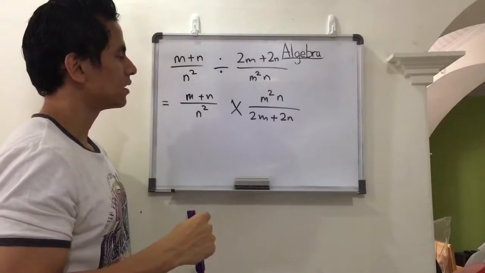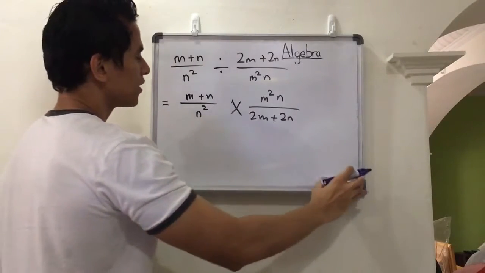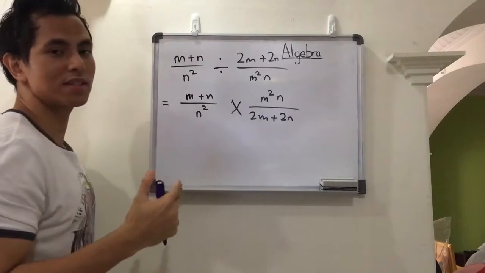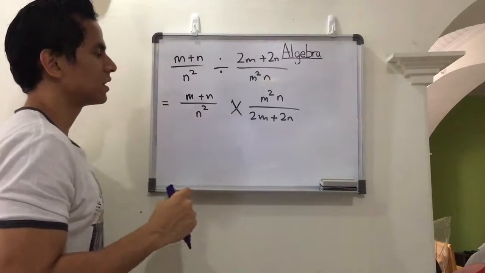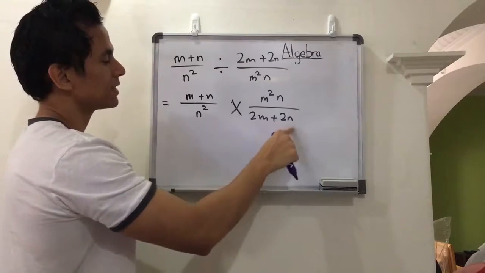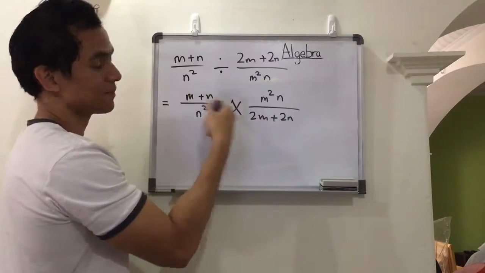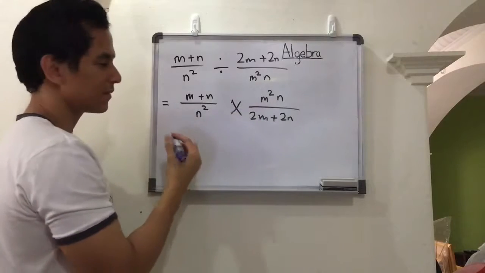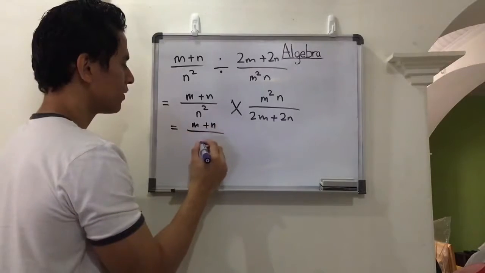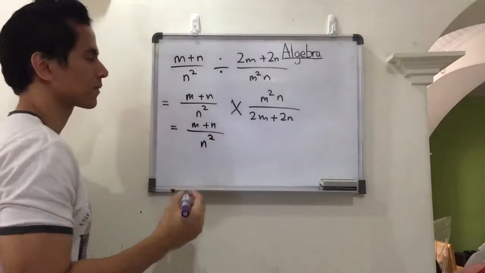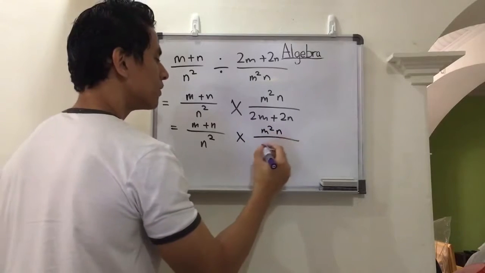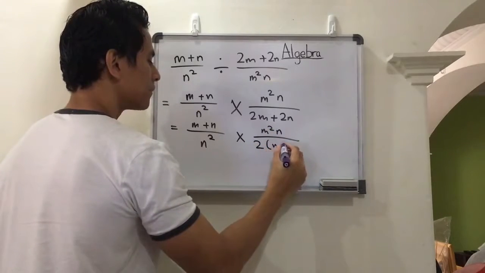Now one thing to take note of is that if you look at these two, they are similar. Why are they similar? Because I can pull out a common factor of 2. So in this type of question, we always have to look out for common factors. Now if I pull out this factor of 2, this will become m plus n, and then these two will have a common factor, which is just m plus n. So let me rewrite that once again. This will be m plus n over n square multiplied by m square times n over 2 times m plus n.